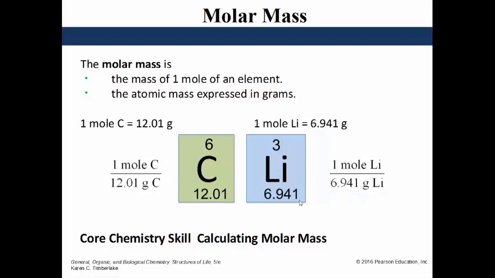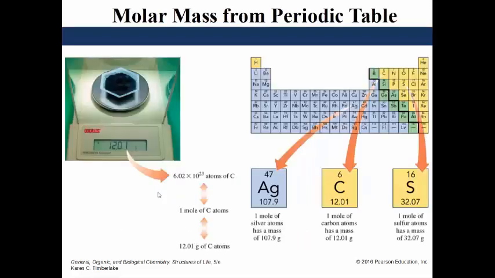That's its atomic mass. So don't think of these as fractions, think of these as ratios. Again, this is true for any element in the periodic table. If you know the atomic mass, you know how many grams there are in 1 mole of that element. So 1 mole of silver would be represented by 107.9 grams. 1 mole of carbon, 12.01 grams, and 1 mole of sulfur, 32.07 grams.